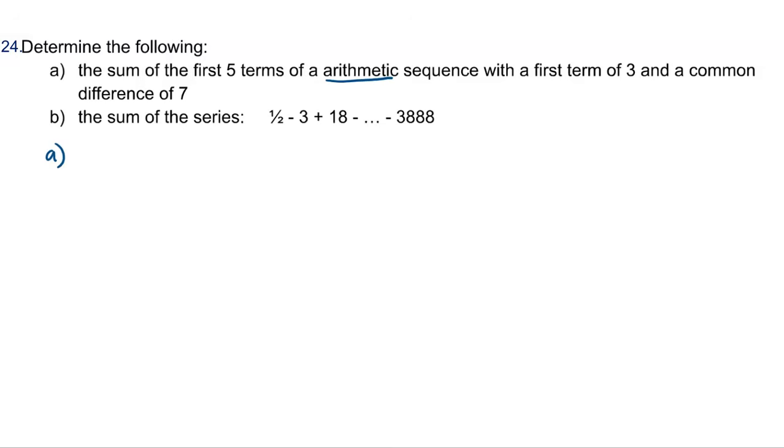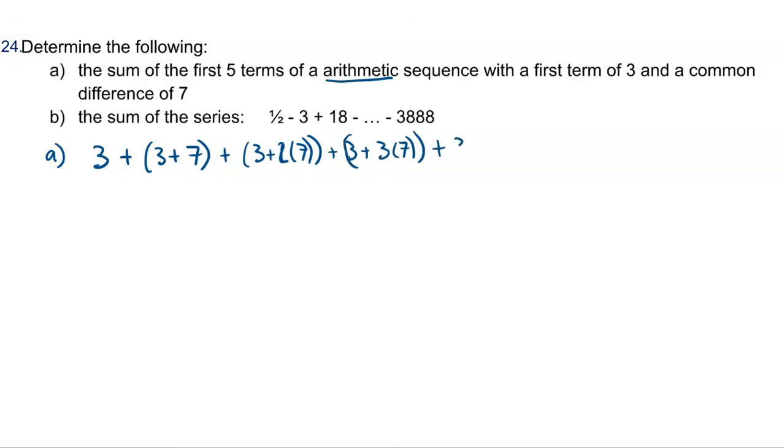So the first one is an arithmetic sequence. So let's look at what an arithmetic sequence is. Well, it's something that starts with 3 and then has a common difference of 7. So the next term is going to be adding 7. The term after that is going to be adding 7 twice to the original term of 3. The term after that is adding 7 3 times. And then the final term, the 5th term, is going to add 7 4 times to that original 3.